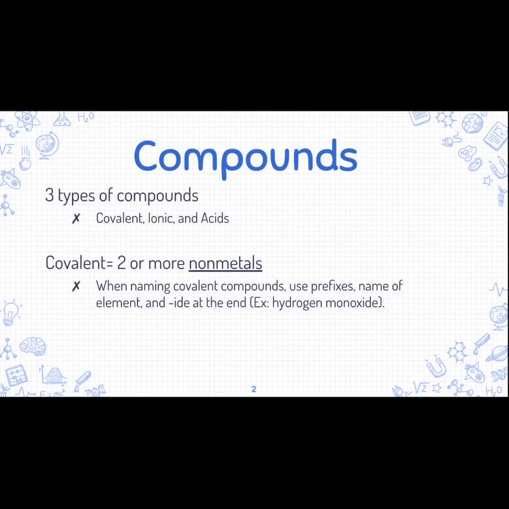So we're talking about covalent nomenclature today. We've already talked about how to name ionic compounds, so now we're talking about how to name covalent compounds. Remember that a covalent compound has two or more nonmetals. When we name covalent compounds, we use prefixes and then the name of the element, and we still drop the ending of that second element and add IDE. So an example could be hydrogen monoxide.